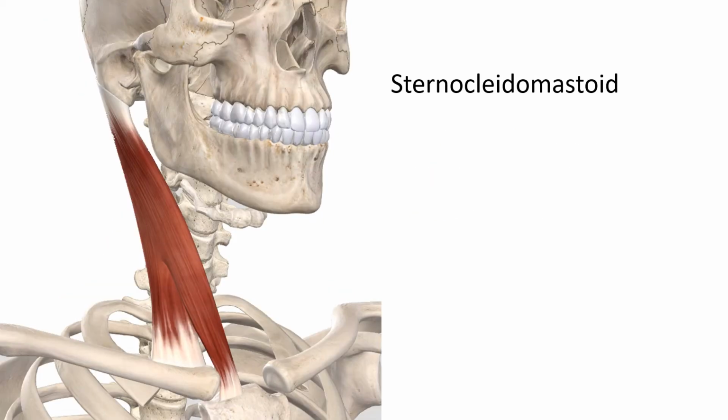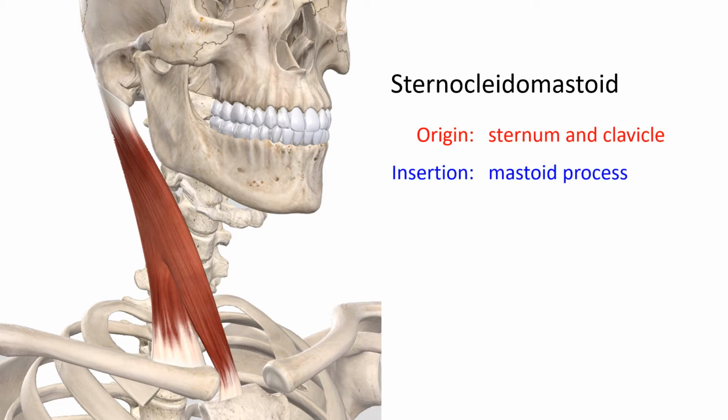This is the sternocleidomastoid, which is neither an infra nor a suprahyoid muscle, but I stuck it in here because it's in the same general region. This is actually a major muscle of the neck. Its origin is in the sternum and the clavicle. Its insertion is in the mastoid process of the temporal bone. And so when this muscle contracts, its action is going to be either to flex or to rotate the head.